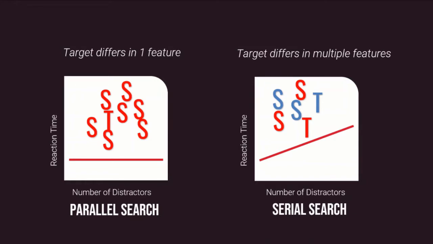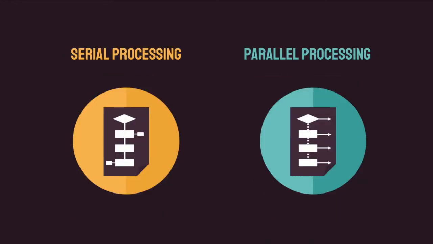This gets at a core difference between serial processing and parallel processing. Serial processing is a type of processing where each step of the algorithm has to be taken consecutively. You have to scan one object at a time. You can only do one thing at a time. Parallel processing refers to algorithms where multiple steps can occur simultaneously. You can scan multiple objects all at the same time.